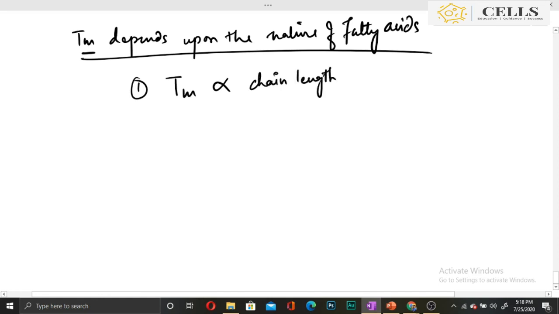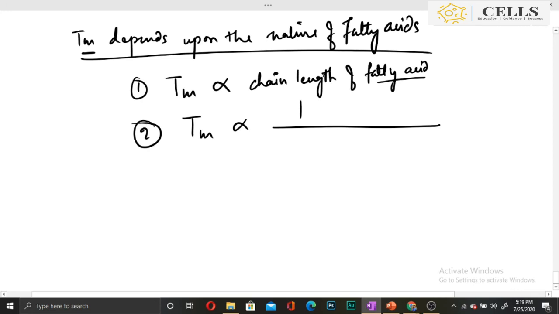It is directly proportional to the chain length of the fatty acids. It means that if we have a fatty acid with higher chain length, the thermal melting point will be more. If we have a fatty acid with lesser chain length, it will have a lower thermal melting point. And the second most important point is that the thermal melting point is inversely proportional to the degree of unsaturation. Degree of unsaturation.